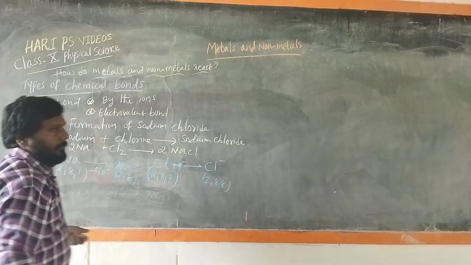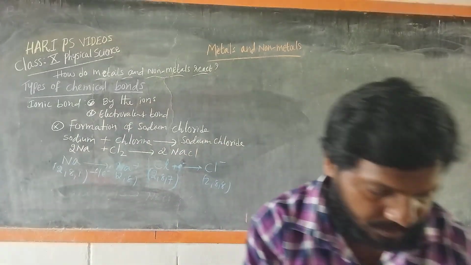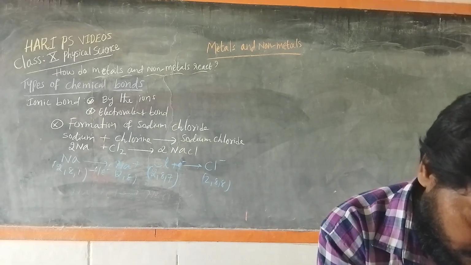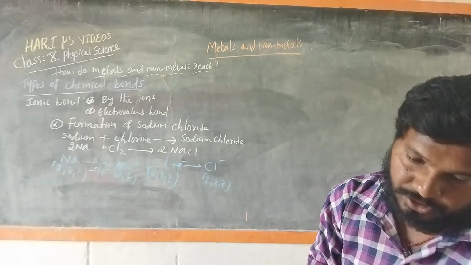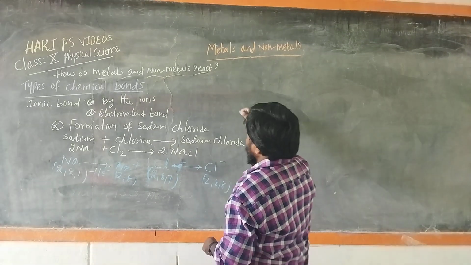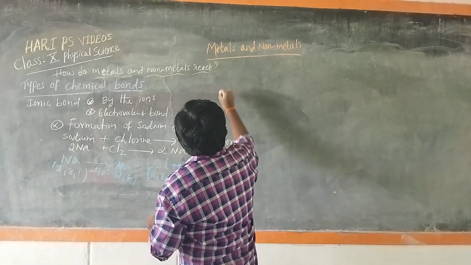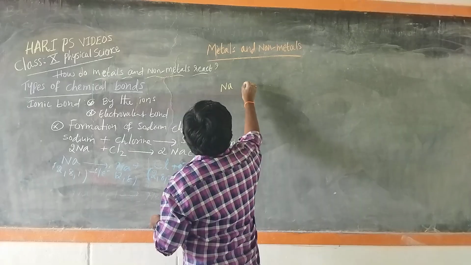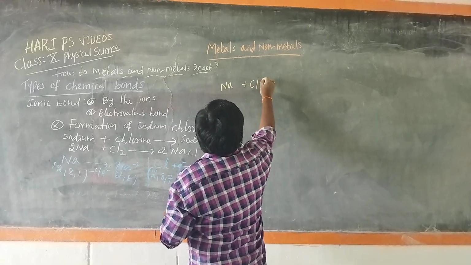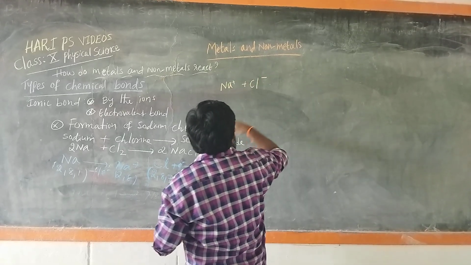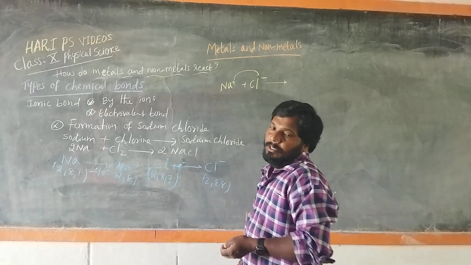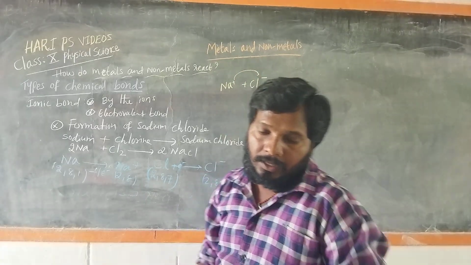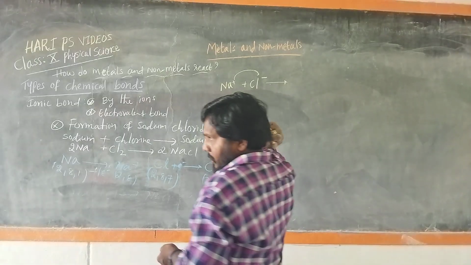Let us understand with the electron dot structure. Sodium plus chlorine gives Na plus and Cl minus, by transfer of charge. Electron transfer.